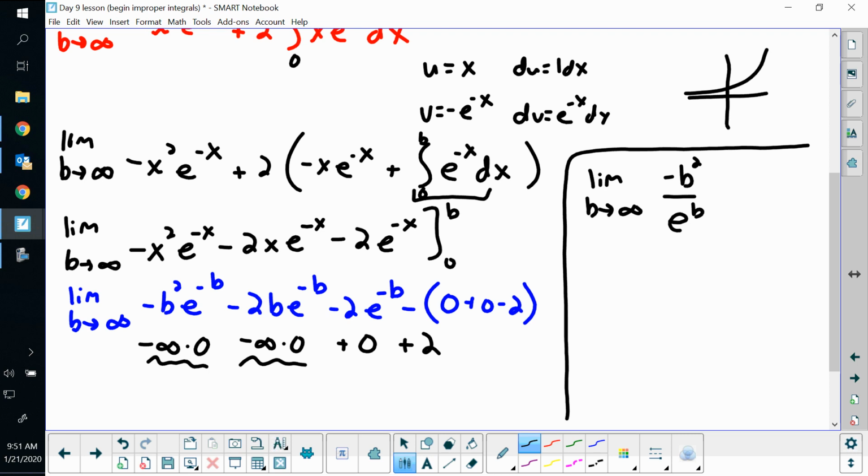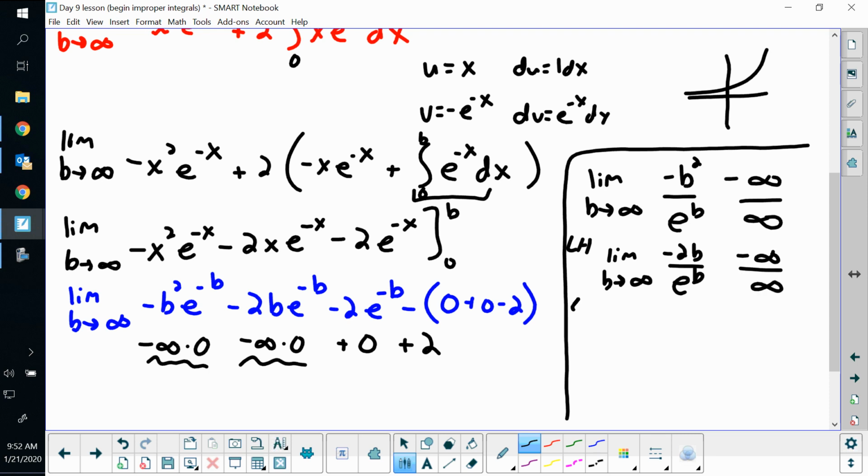So if you have minus b squared and you go to infinity, that's going to go to minus infinity. An exponential when you go to infinity would go to positive infinity. So this is a L'Hopital's case. So we'll do limit as b approaches infinity. We'll have minus 2b over e to the b. We'll do it again. We'll get a minus infinity on top, infinity on the bottom.